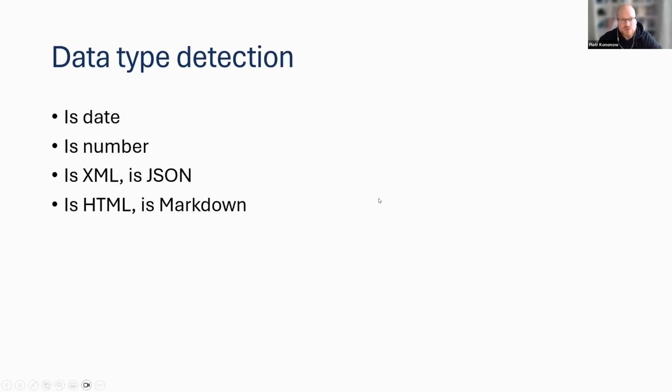We could try to detect the data type. Is it a date, right? It's a string, but maybe it's encoding a date or a number, or maybe it's an XML or JSON or even HTML or Markdown, right? Maybe there are some other higher level types that you'd like to detect in the repository.